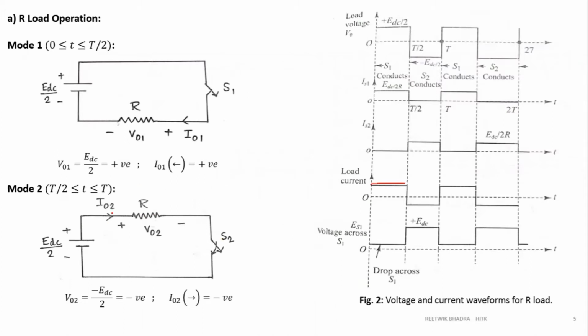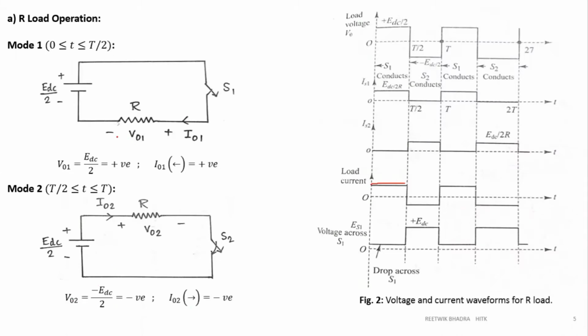Now you see your current direction I02 and I01. Both are opposite. So if I01 is positive, that means I02 will be negative, or you take your reference from the main figure, because this figure is over here. I'm taking this as my reference. So I02 is flowing from left to right, so it is treated as negative.